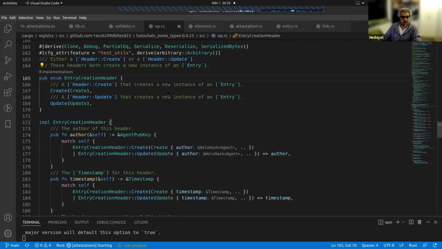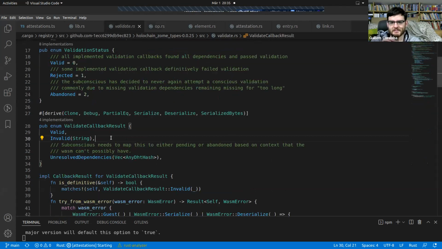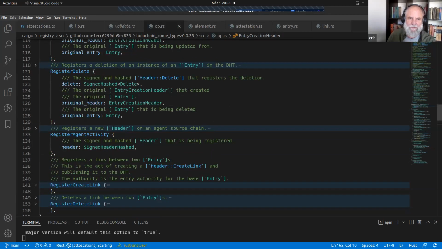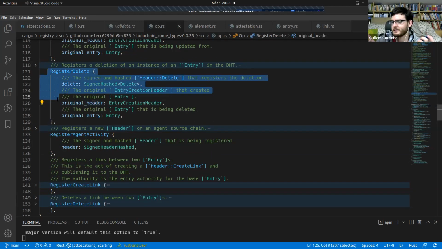Right? You do the delete entry and you pass a header hash. That may also have to be renamed. It's quite weird that you delete an entry and you pass the header hash. Wait, why? So when you call delete entry, you can't delete an entry. You delete headers.